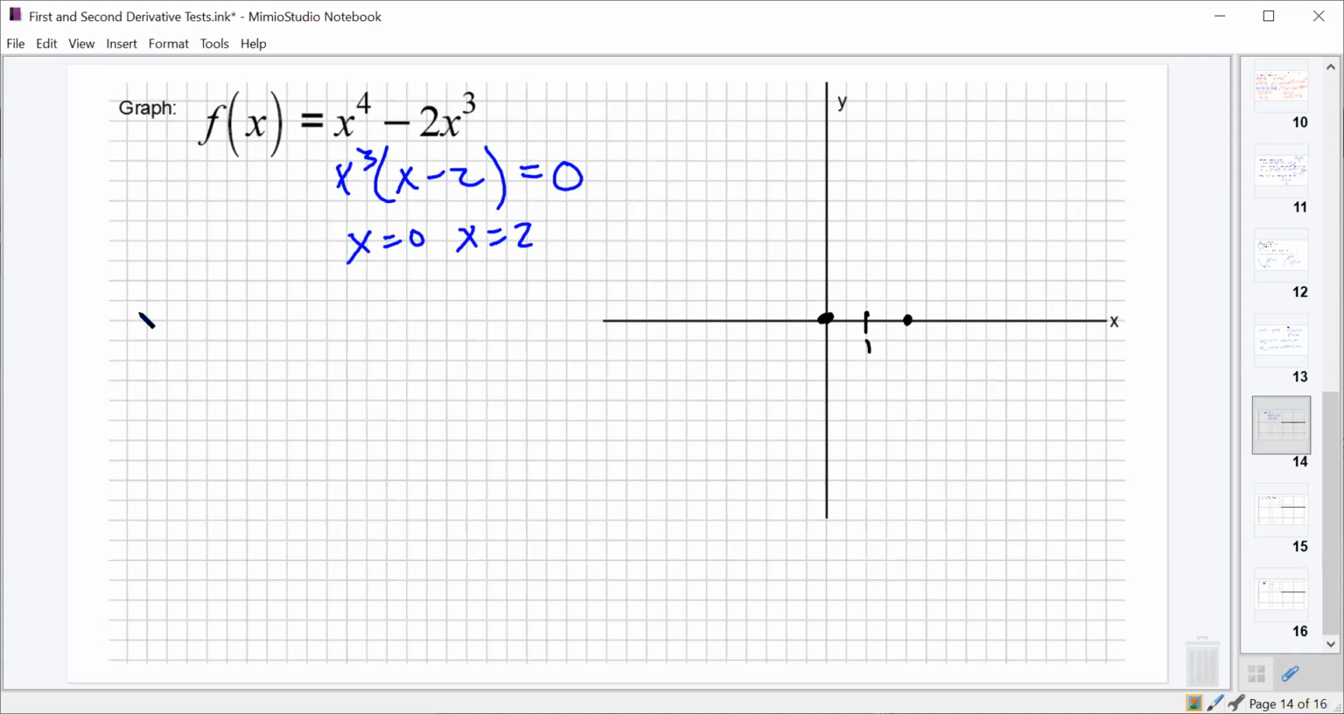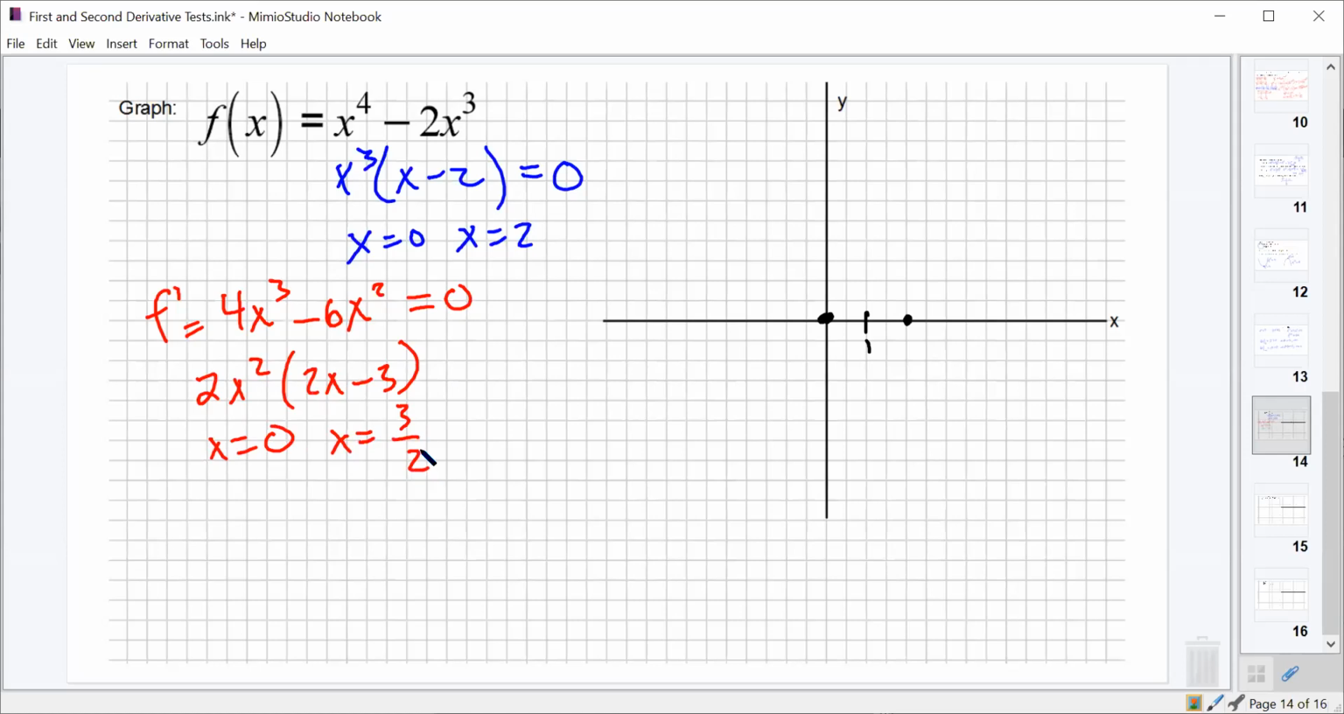So now we'll take our derivative. If we take our derivative, 4x cubed minus 6x squared, we should see that that's never undefined, and it equals 0. We can factor out the 2x squared. And we can see that at x equals 0 and at x equals 3/2, we have potential local maxima or minima. How do we prove whether or not they are? What do we need to do?